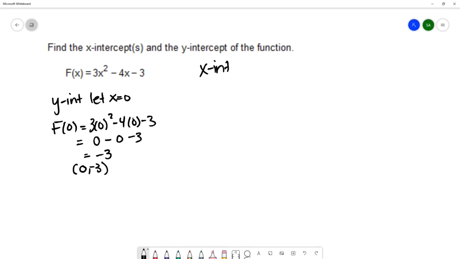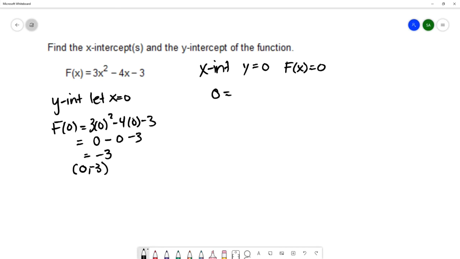To find an x-intercept, you let y equal 0. Now we're using function notation, so initially you don't see a y in the equation, but you have to keep in mind that f of x is the same thing as y. So f of x is the y, and we're going to set f of x equals 0.